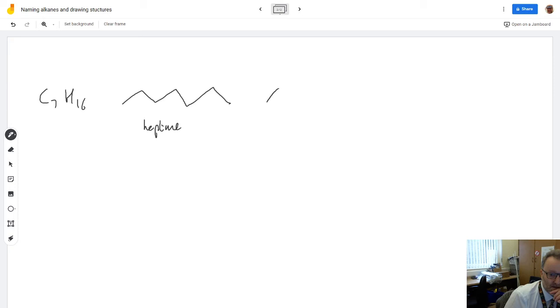So we start with this one, 1, 2, 3, 4, 1, 2, 3, 4, 5, 6. And we could put a methyl group on. So we could take one of the carbons off the chain and add a branch to this. So this would be methylhexane, because the longest carbon chain now is only 6.